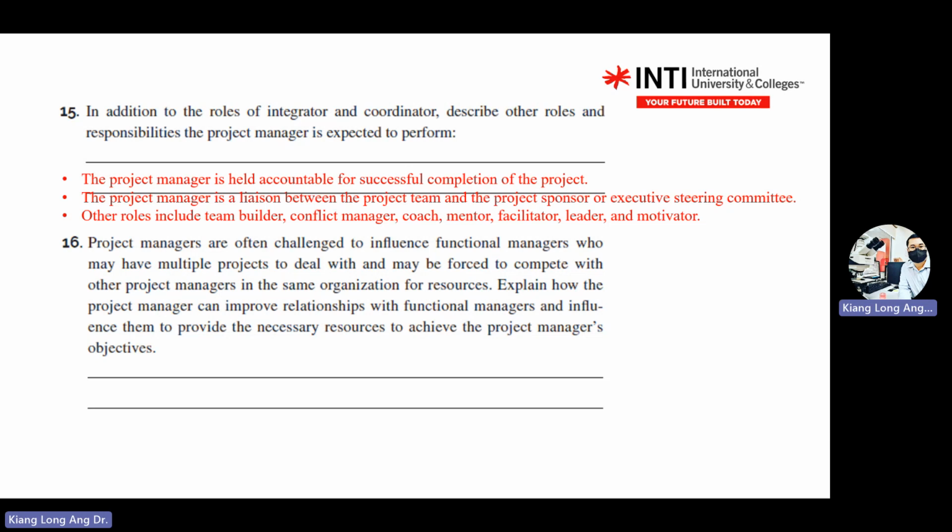Because the one who gives the money is the executive. So if the manager doesn't have the resources, you need to become the conflict manager. You need to talk to the top management. Then once you solve that, you build a good relationship already. So next time the functional manager will give you priority, once you help him.